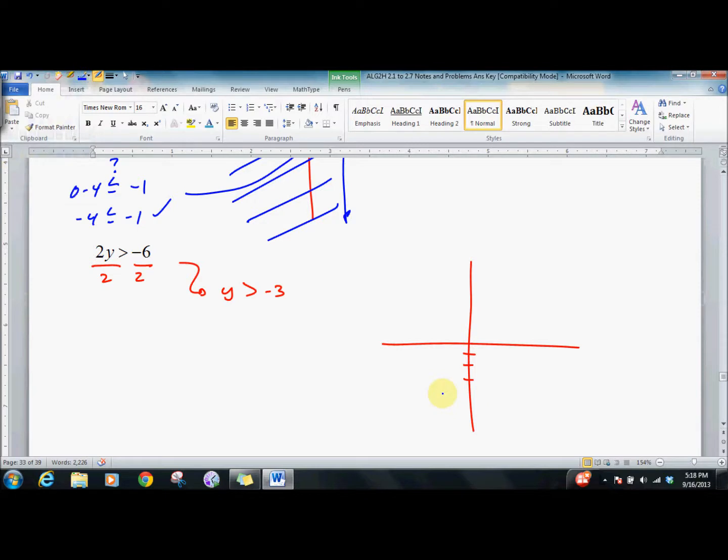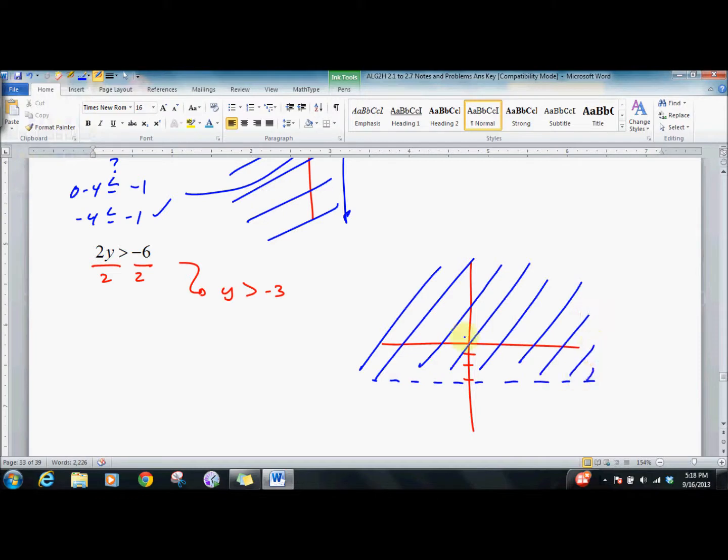So I've got a y is greater than -3, so it's dotted. And greater is everything above. Try 0, 0. Is 0 greater than -6? Yes, it is. Looks like we did it right.